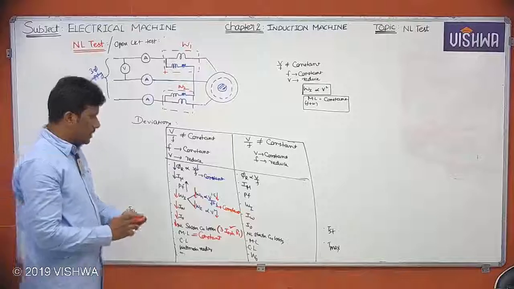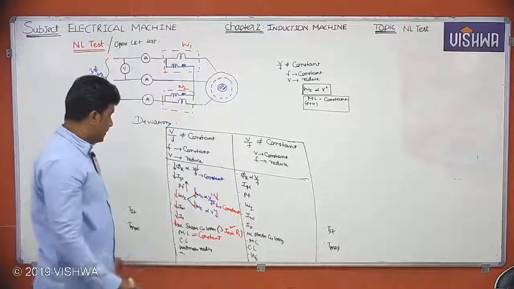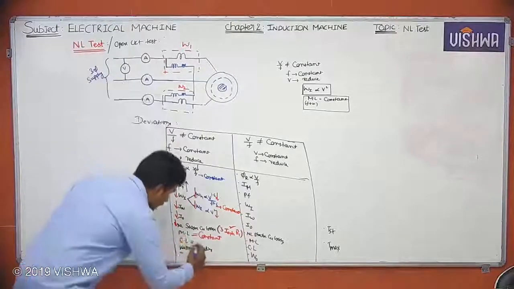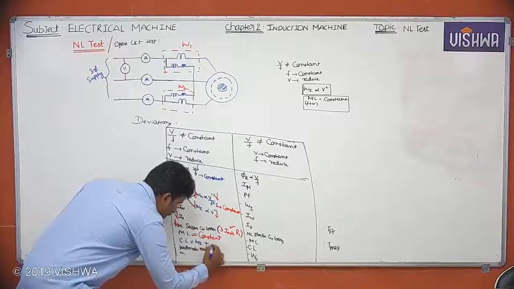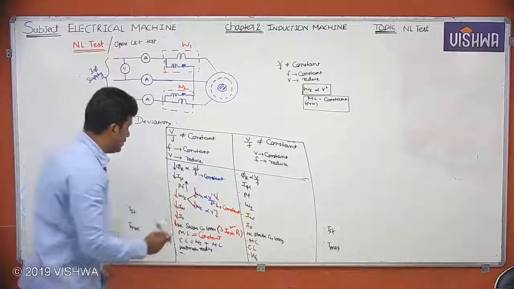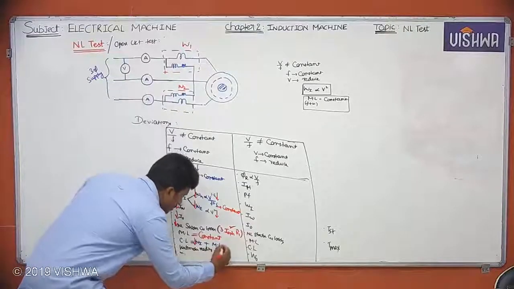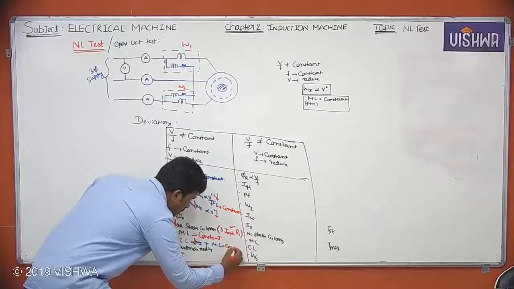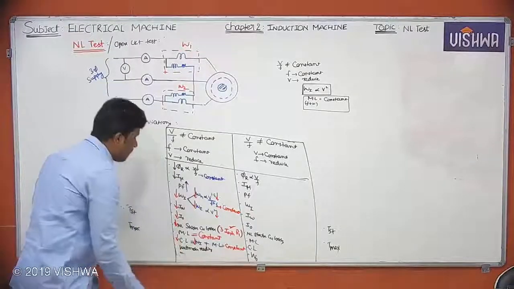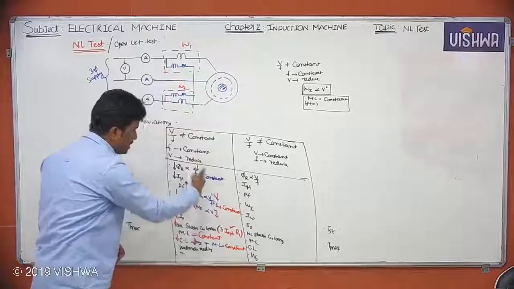Next, what about constant losses? Constant loss equals what? Iron losses plus mechanical losses. Here iron losses are reduced, and mechanical losses are constant. So what will happen to your constant losses? They will reduce, in the sense of comparing with the earlier case. These are the variations.